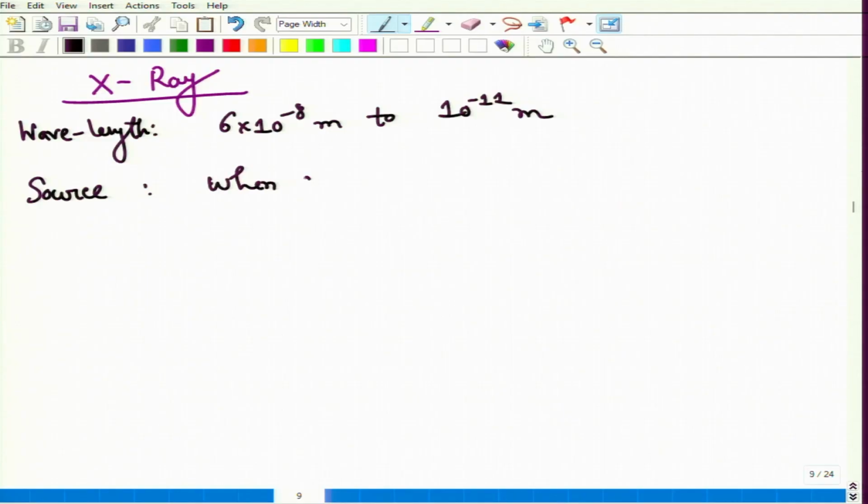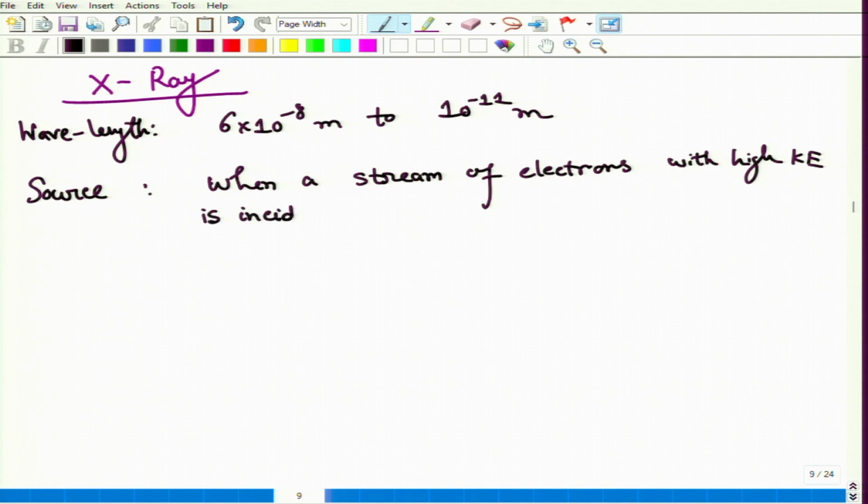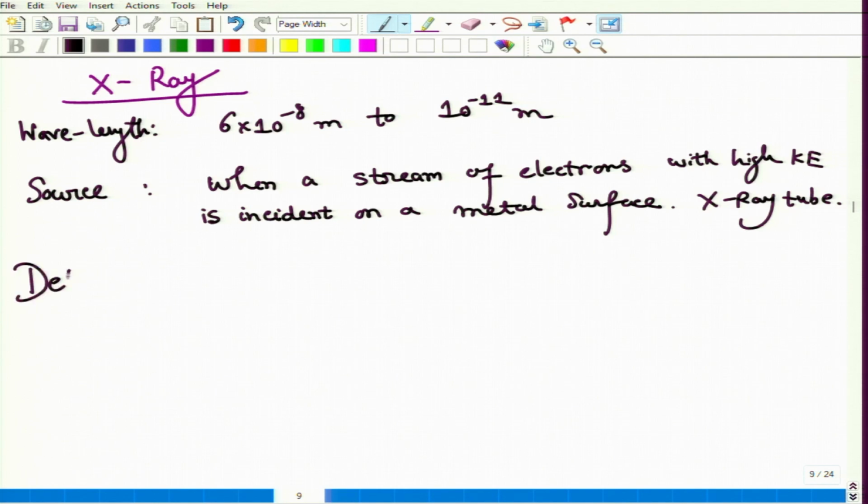When a stream of electrons, which is essentially the cathode ray, with high kinetic energy, is incident on a metal surface. In an X-ray tube, it is actually produced. And how was it detected?